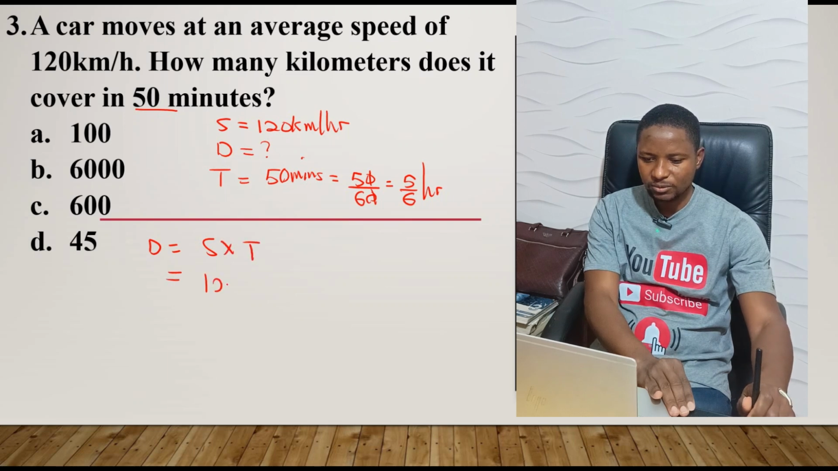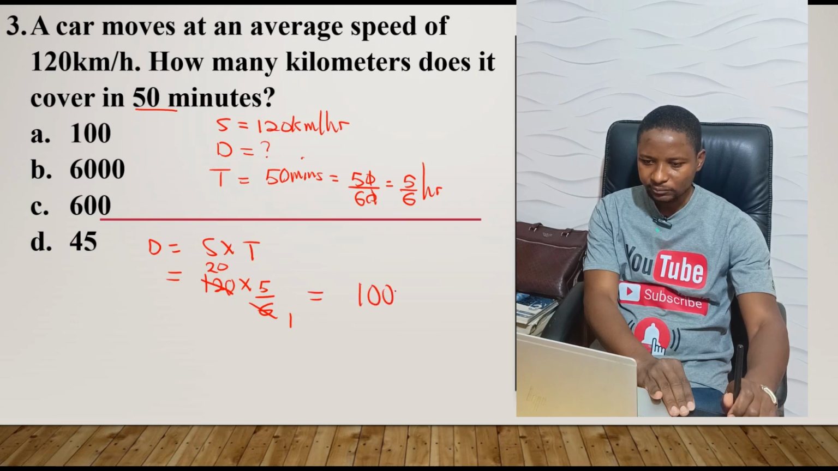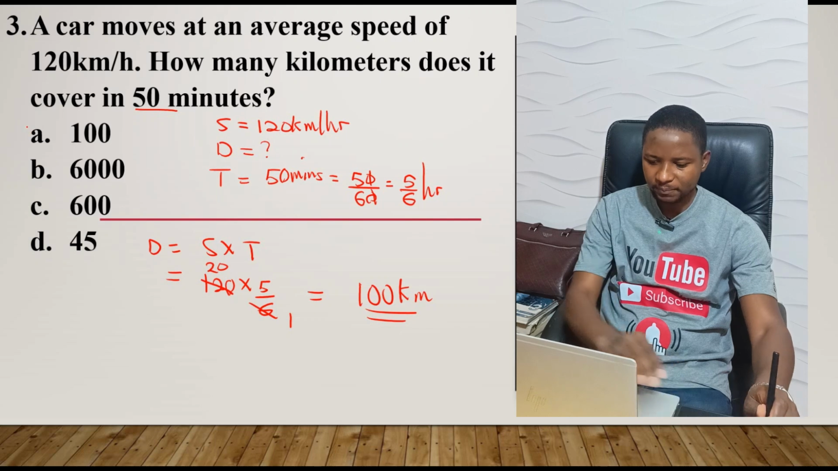You have speed as 120, time as 5/6, 6 here is 1, 6 here is 2, 0, 0, and when you multiply you have 100. And that is it, 100 kilometers. So your answer is A.